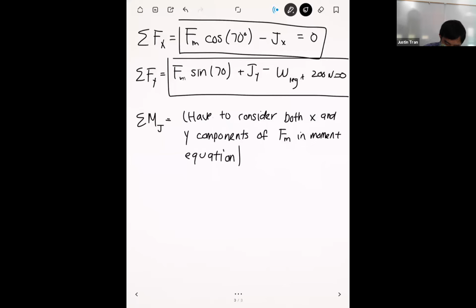Okay. All right, so some of the moments around the joints. Let's do the vertical component first. And so we have FM, LM. And this is going to be just the vertical components of the muscle force, right?